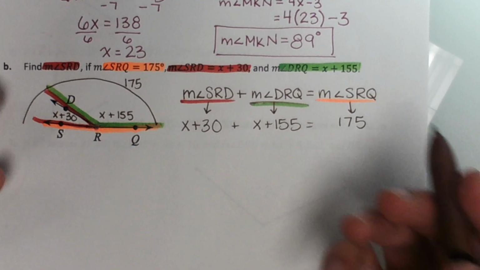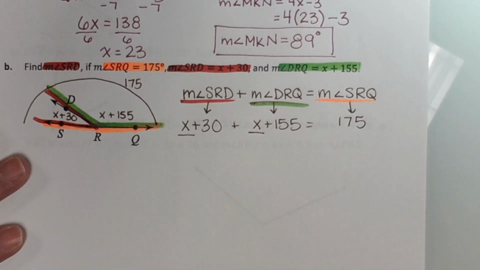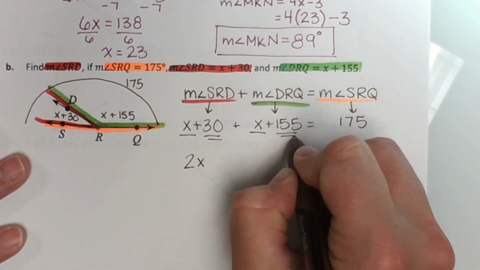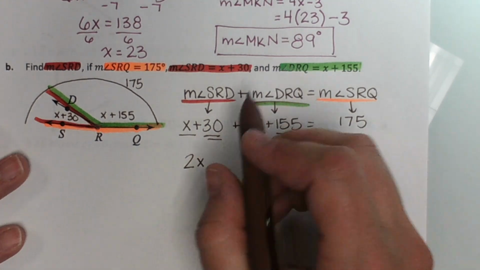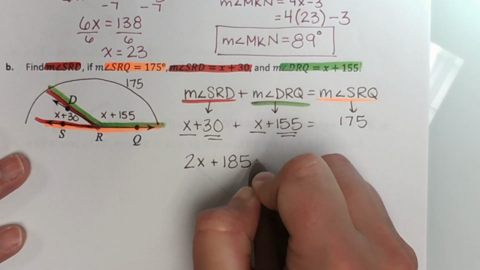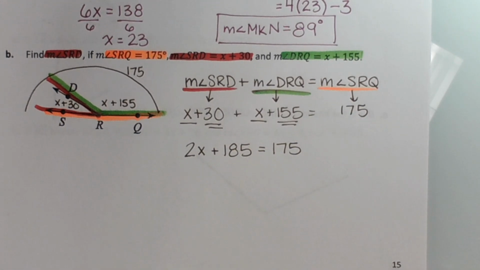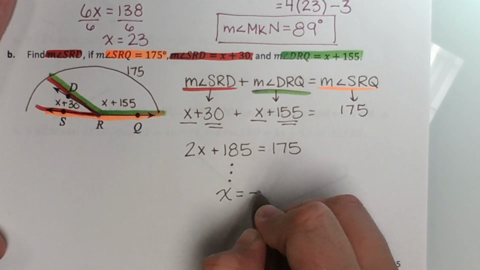Trying to solve. How do I put the x's together? Do I do x plus x or do I subtract x from both of them? They're on the same side. x plus x, 2x. 30, 155, and 175 are all plain numbers, but 30 and 155 are on the same side. Positive 30 plus 155, 185. At this point, people generally do fine with solving. So for the sake of time, I'm going to tell you x is negative 5.